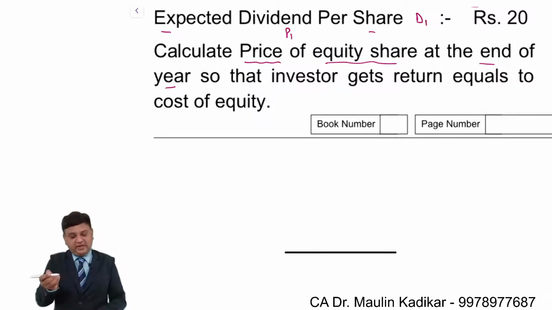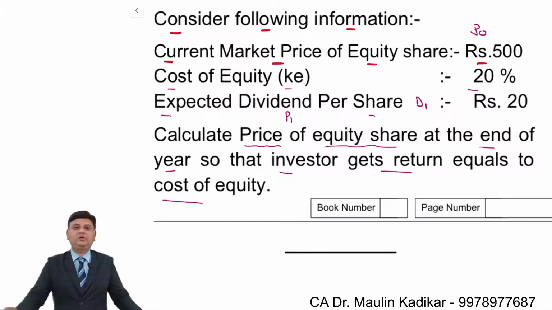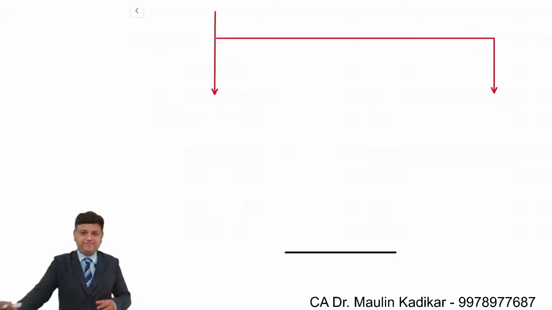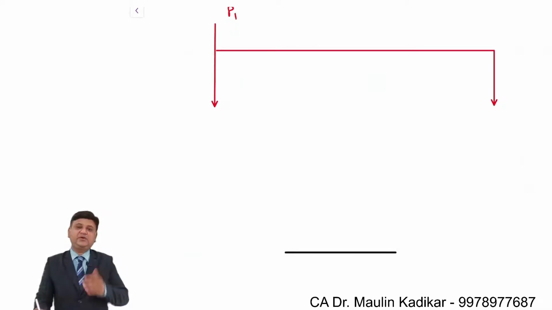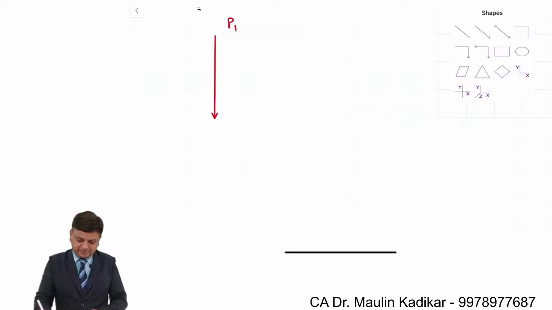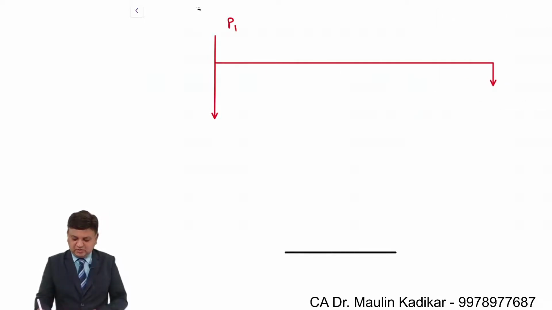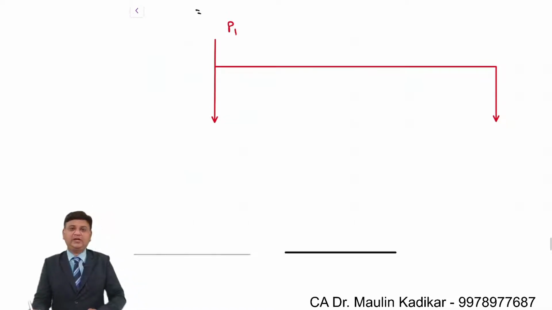Okay, P1, so that the investor gets return equal to K. That is the question. I request all of you to calculate the answer and put your answer in the chat box. Dear students, we can calculate the answer to this question by two methods. One is the formula which is given by the approach. We are going to understand the formula logically, not just for writing it. I request all of you to write down the answer along with me.